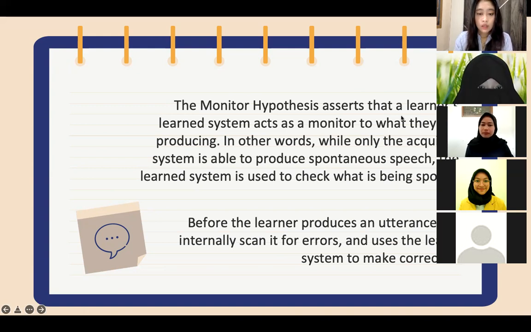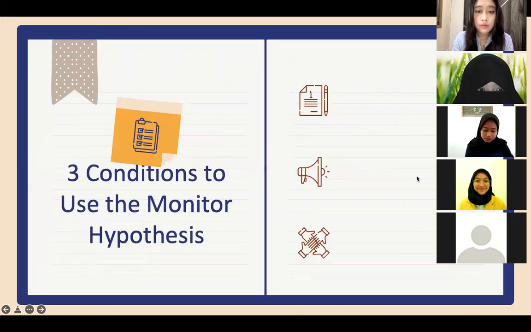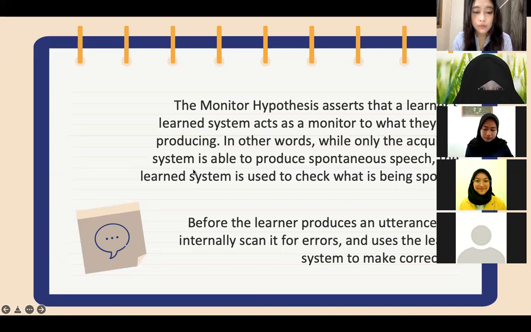So before the learner produces an utterance, they internally scan it for errors and use the learned system to make corrections.